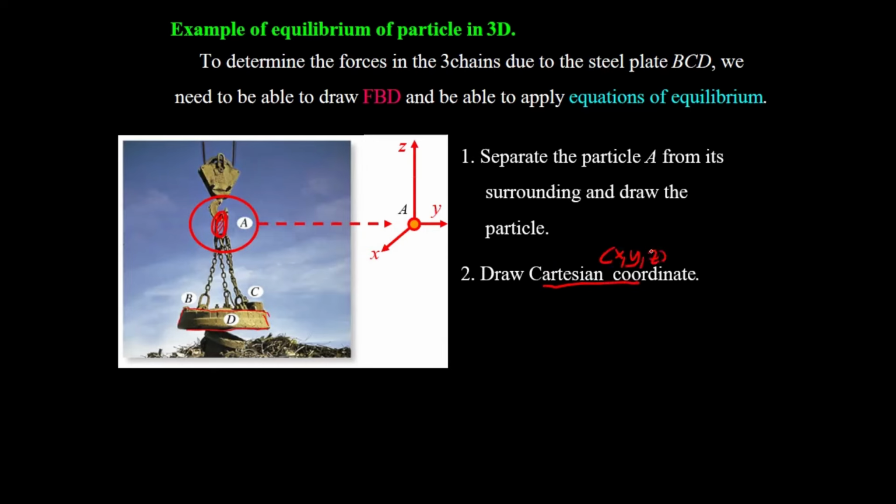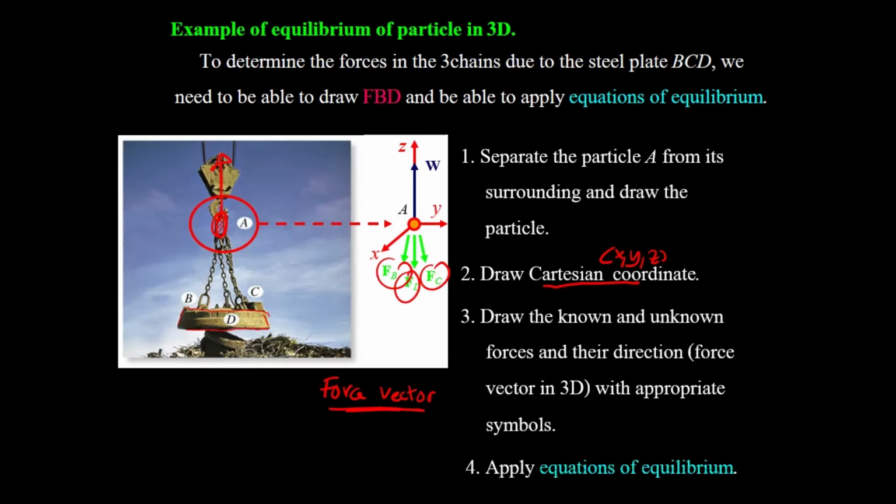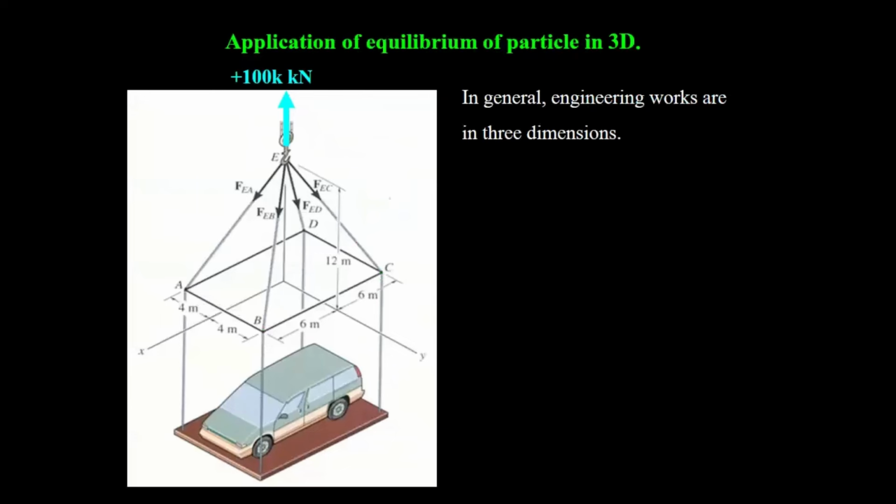and z coordinate. Put the known force, and then put the unknown force. The problem comes when you have to be able to write the force vector. There are five ways to write the force vector, which we will discuss later. After you write the force vector, just use the equations of equilibrium as shown in the previous slides.